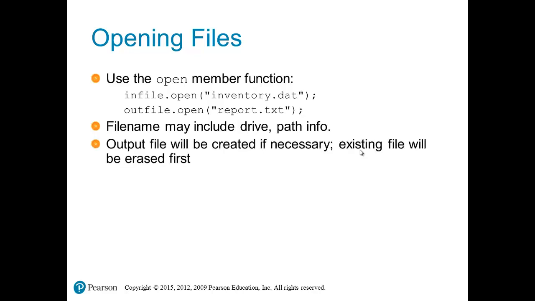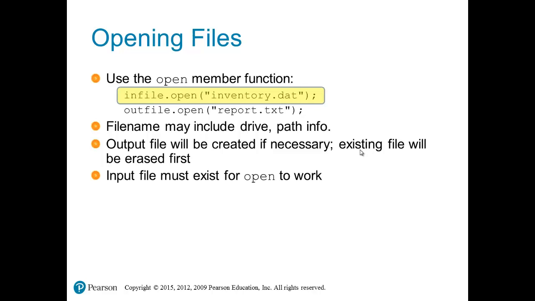The output file will be created if necessary. An existing file will be erased first. So here where we see outfile.open report.txt, if you have that in a working program and report.txt does not already exist, this line will create the file. However, if report.txt does exist at this location, then it will be erased before it starts outputting information to it. So any information that was there will be deleted.